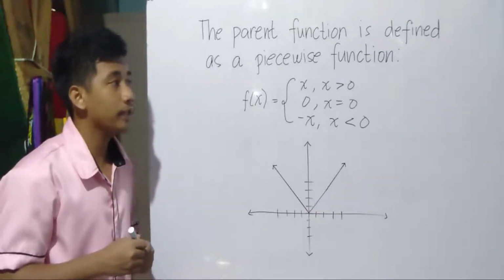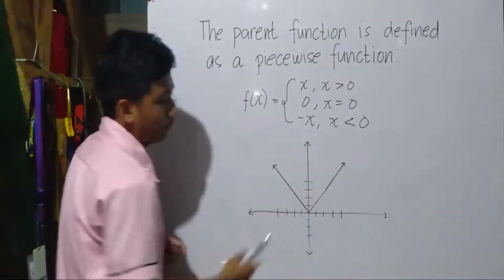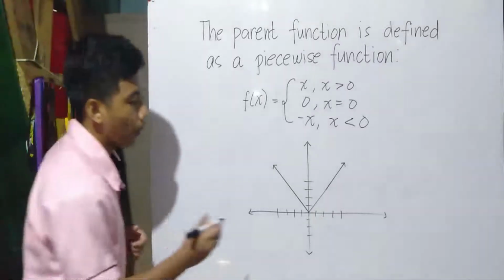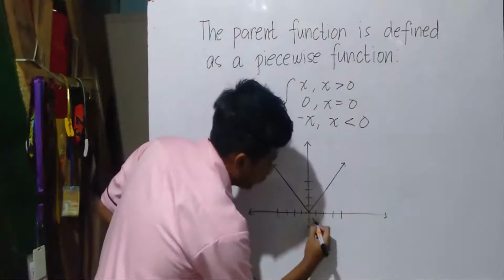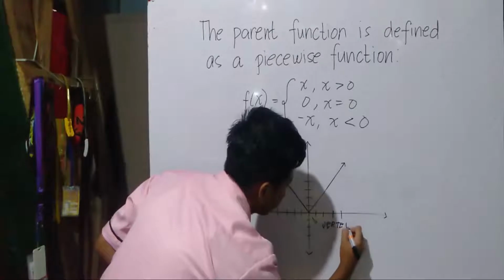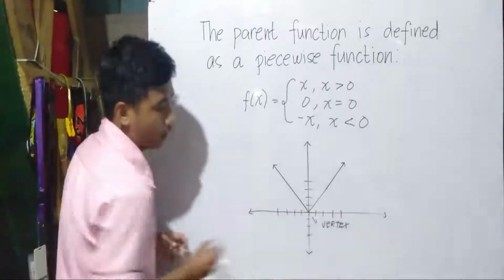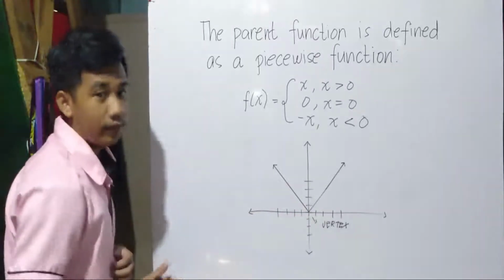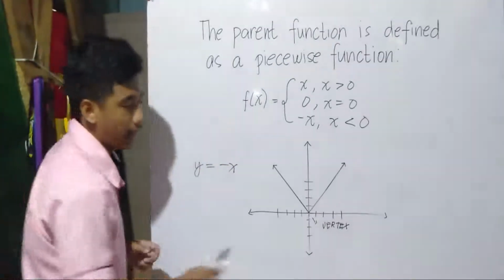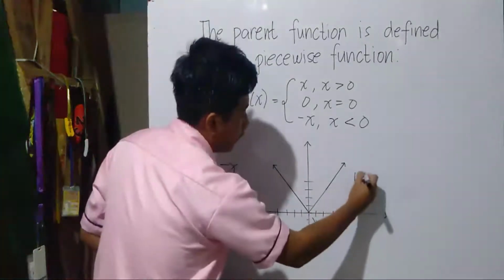So if we're going to graph this piecewise function, the graph will consist of two rays. This ray and this ray. As you can see, the graph is a V-shaped graph that opens upward. The corner point of the graph is called the vertex. Notice that to the left of x is equal to 0, this ray is given by the line y is equal to negative x. Also on the right side of x is equal to 0, this ray is given by the line y is equal to x.